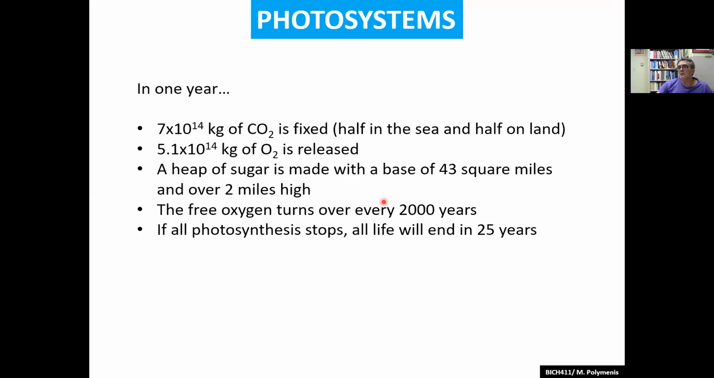In the process, millions and millions of tons of CO2 are fixed. Half of it is in the sea and half of it is on land. And a lot of oxygen, about the same volume or weight, is released. Tons of oxygen are released every year into the atmosphere. The free oxygen, as it turns out, turns over every 2,000 years. Now, again, if all photosynthesis stops, all life will end in 25 years or so.